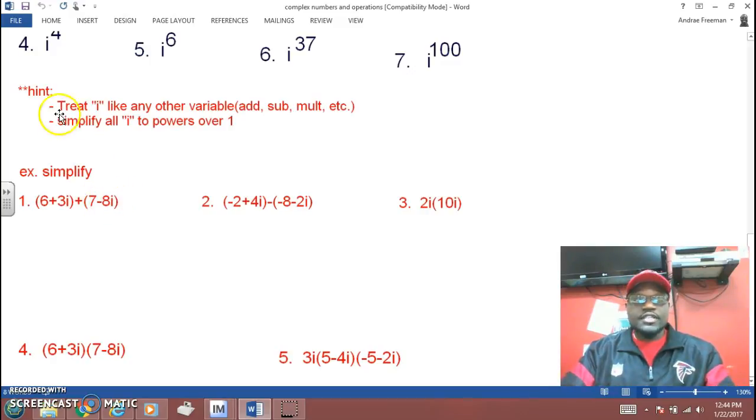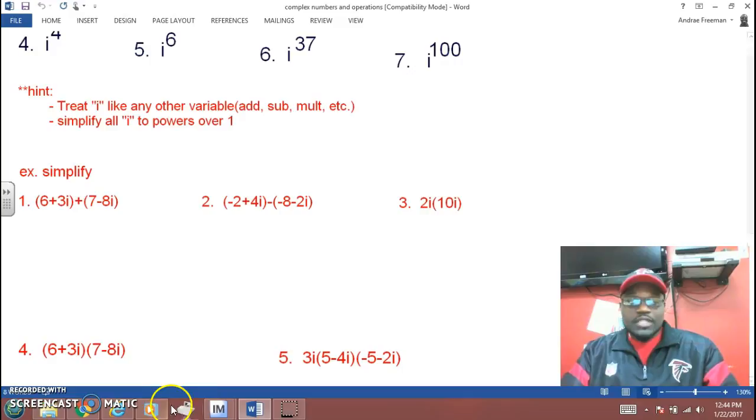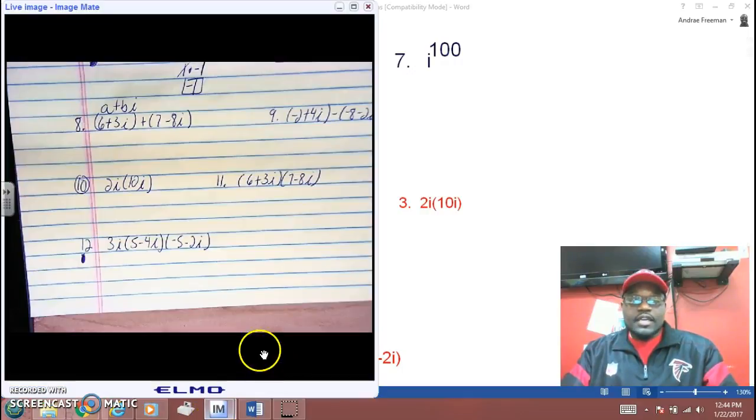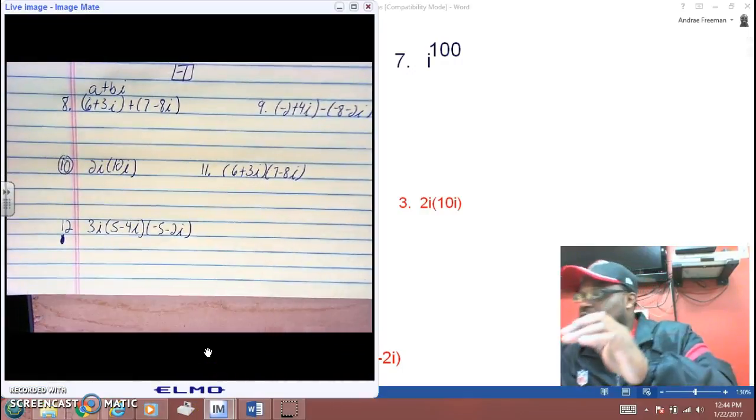Let's get straight into it. Here's the hint. Treat i like any other variable, like x, y, z, which means we can add, subtract, multiply, divide, whatever we need to do. And if we ever get a power of i, like i squared, cubed, or to the 4th, we need to make sure we simplify that, all right? So we can add and subtract and multiply i. It is like a variable. So with that in mind, let's go ahead and do these last few examples here.